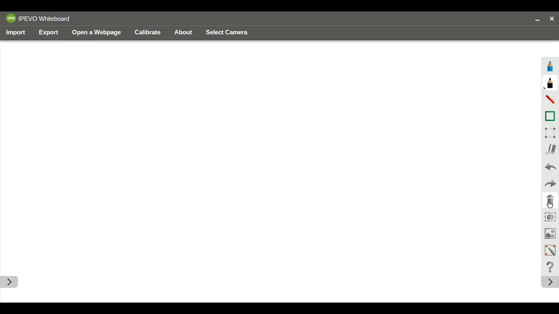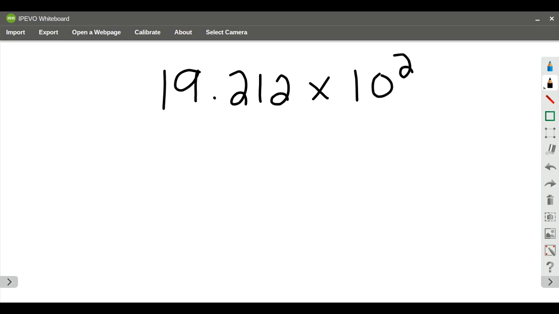Okay. If I have 19 and 212 thousandths, and I'm multiplying that by 10 to the second power, again, the exponent tells me how many places I move my decimal. It's going to move 1, 2. So my new answer is going to be 1,921 and 2 tenths.